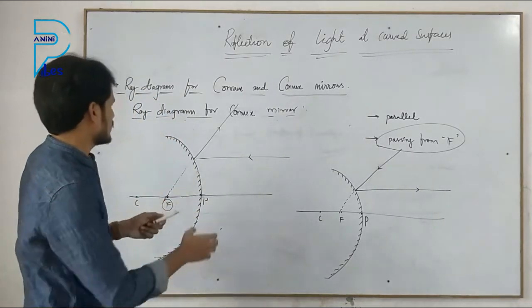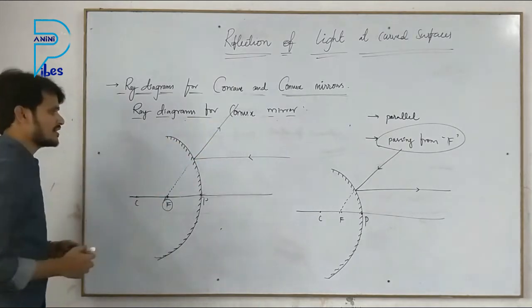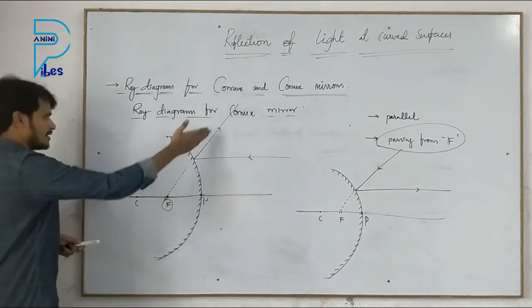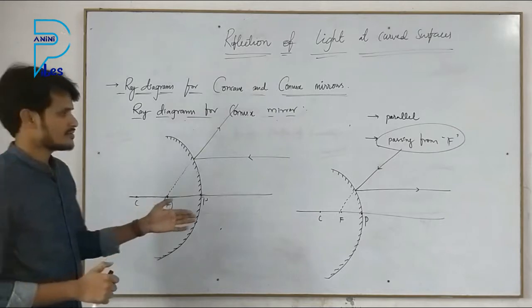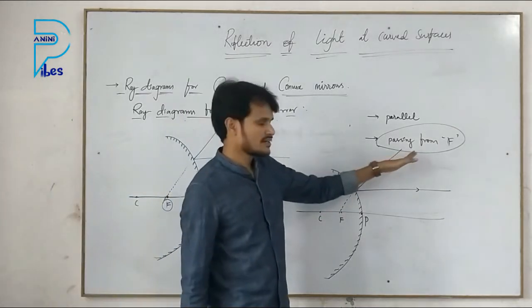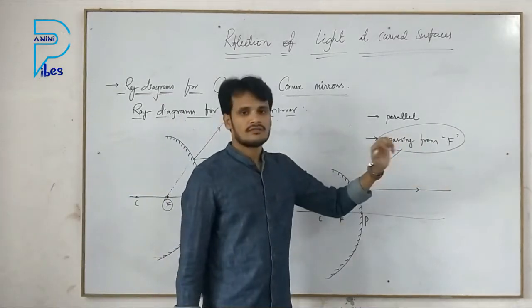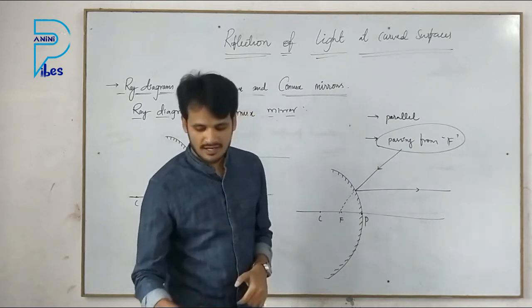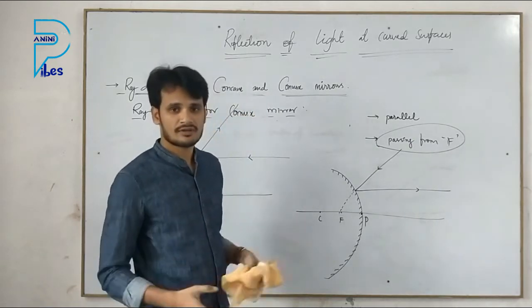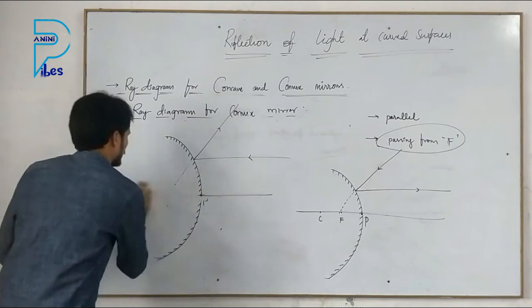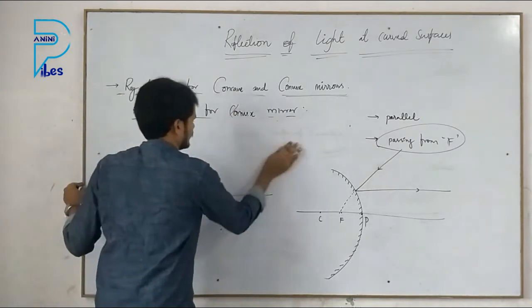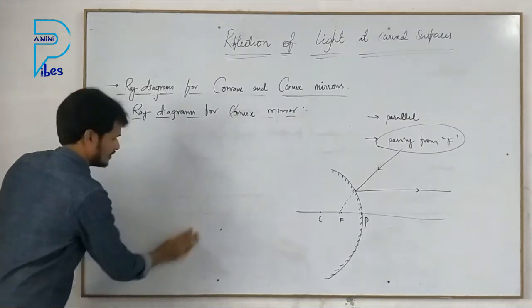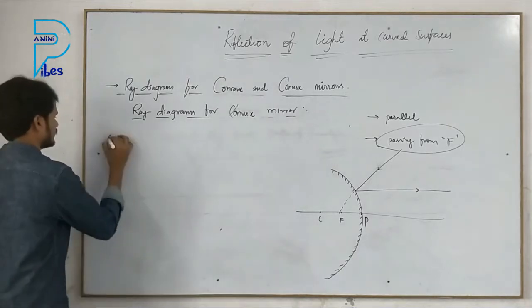Next, in the last ray diagrams I said: the first diagram is where the incident ray is parallel to the principal axis and the reflected ray passes from the focus. The second is where the incident ray is passing from the focus and the reflected ray is parallel to the principal axis. And the third case is where the ray is coming from the center of curvature. Let's see the third case, case number 3.